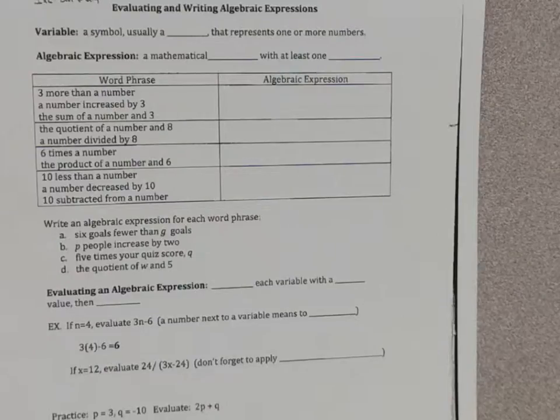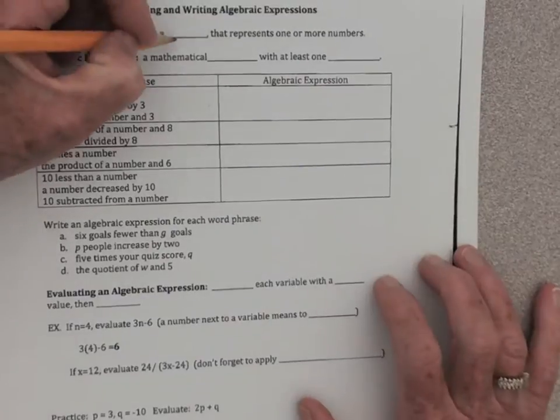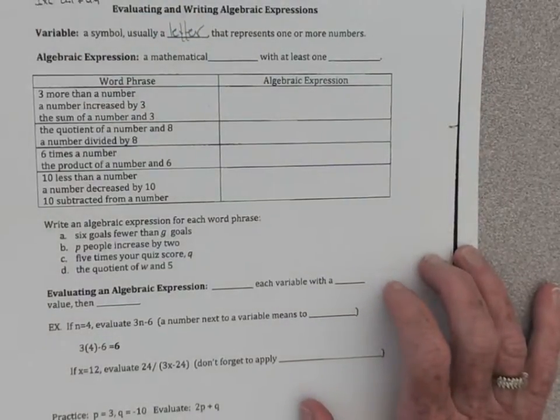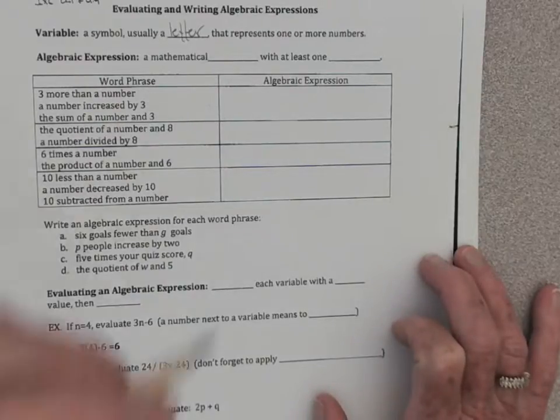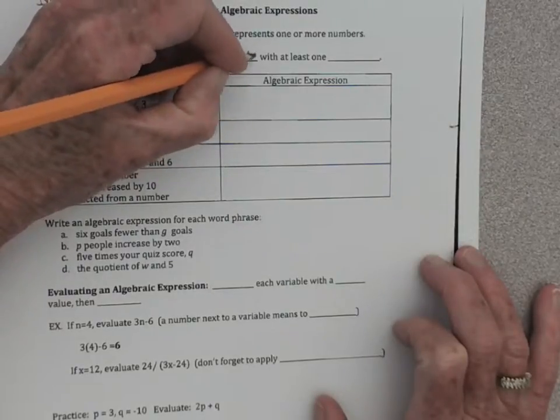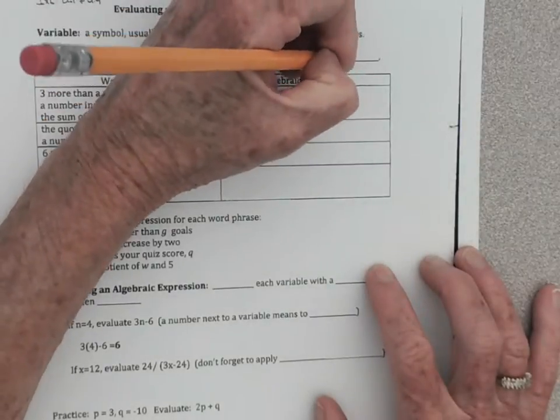This is a video on evaluating and writing algebraic expressions. For an expression to be algebraic, it needs to have a variable, and a variable is a symbol, usually a letter, that represents one or more numbers. And an algebraic expression is a mathematical phrase. It's not a complete thought, it's not a complete sentence, with at least one variable.